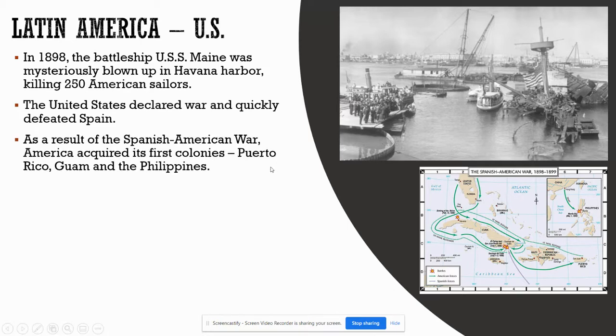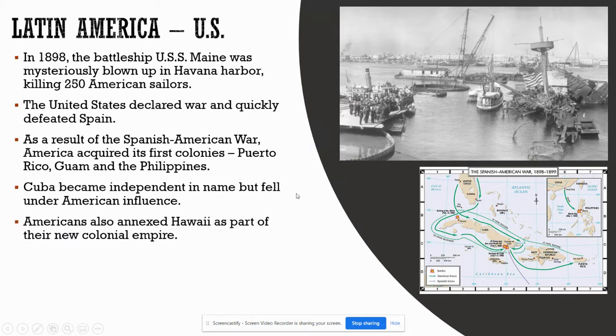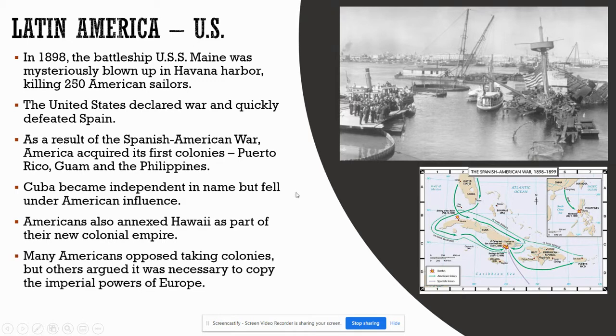As a result of the Spanish-American War, the Americans acquired their first colonies. So our first colonies are Puerto Rico, which we still own, Guam, which we still own, and then we got the Philippines from Spain. That one we allowed to become independent later on. Cuba became independent, but fell completely under the control of American influence. Americans also annexed Hawaii as part of their new colonial empire. Many Americans opposed taking colonies because that's what we broke away from, being a colony of Britain. But others argued that it was necessary to try and keep up with the Europeans.